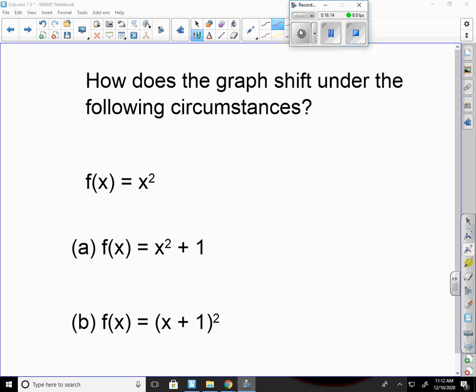All right, so the first one is a vertical shift up 1. And this is a horizontal shift left 1. And that's it.